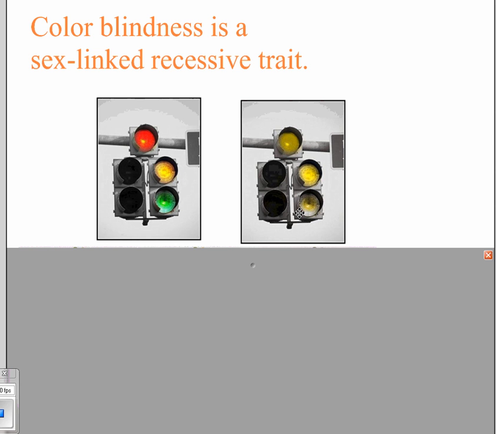Yes? Sex-linked traits are on sex-linked genes. Not very well. Right, it has to, because in this case, this light is probably on, the other two are off. They would just be able to know by it being on or off.